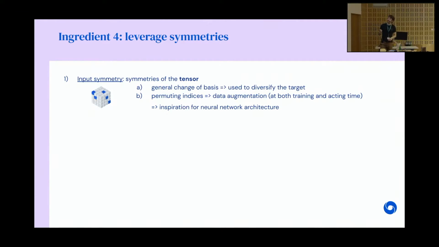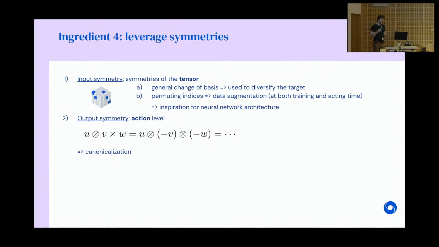We also partially used this symmetry in the input tensor to design the architecture of the neural network, but empirically we actually didn't find it useful to make the neural network architecture completely equivariant under this symmetry. That's just an empirical finding.